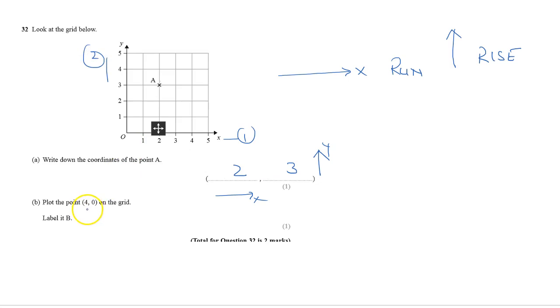Same if we draw 4 means run 4: 1, 2, 3, 4. Then 0, no movement. So this is the point. This is point B and this is the coordinate of point A.